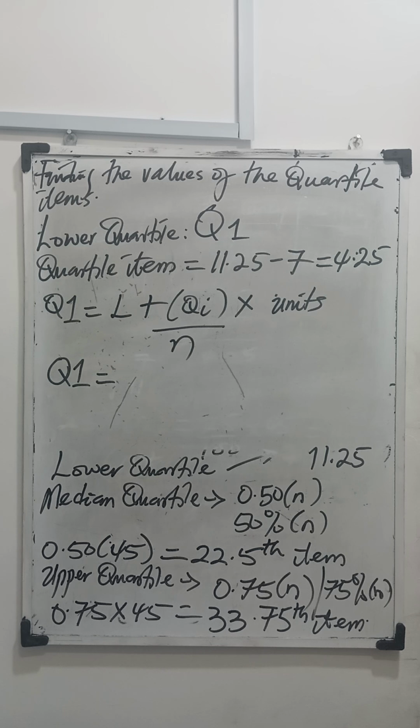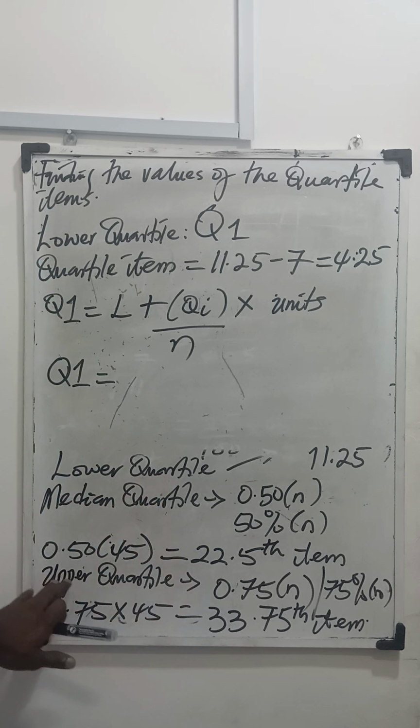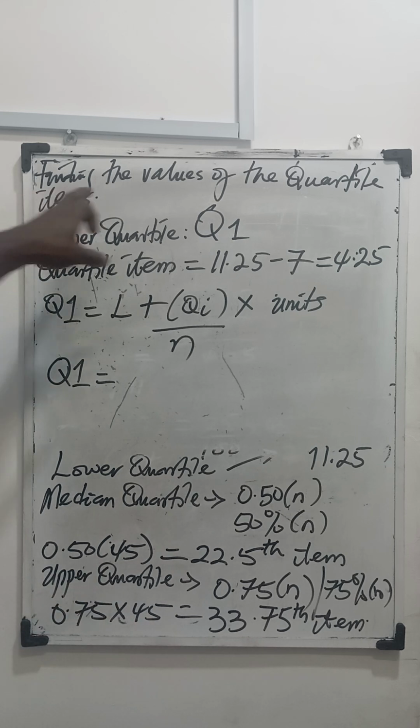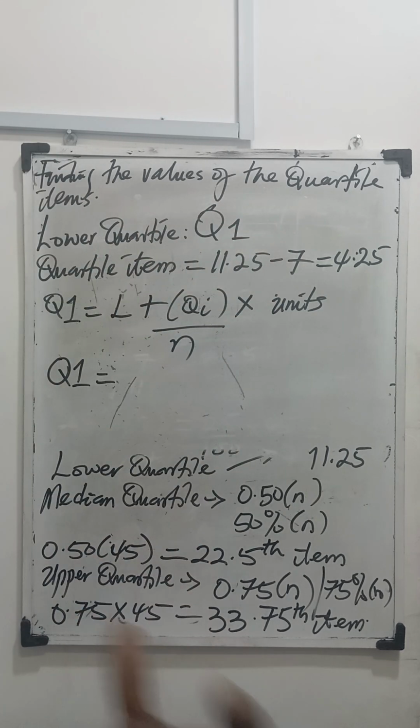Now listen. We have been able to obtain the lower quartile, median quartile, and the upper quartile. But now they are telling you to obtain the value of the quartile items. They want the value for each quartile item. You have units of output between 21 to 30, between 31 to 40, and all that. They have items, and they want you to provide the value for these items.